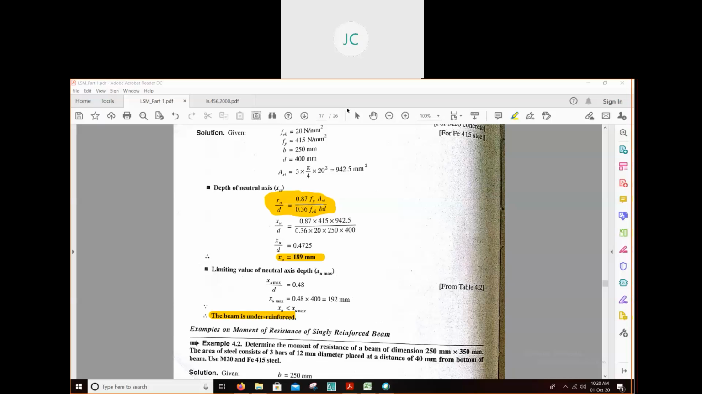So let us see the next problem. Examples of moment of resistance of singly reinforced beam.